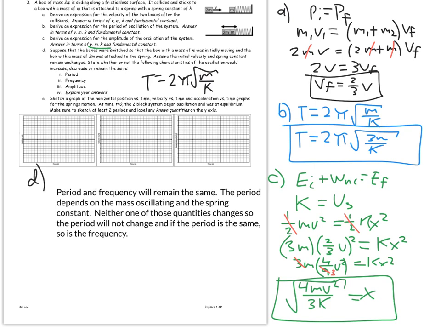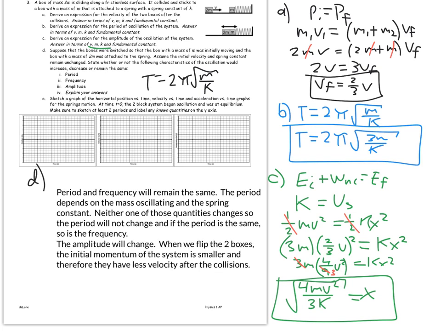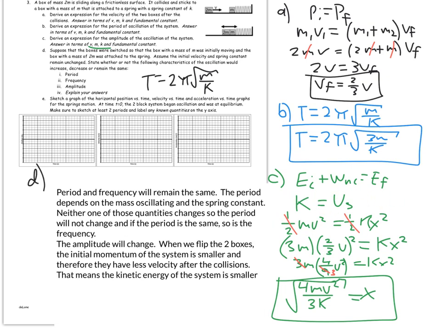Our amplitude, however, will change. If we think about what we did before, we were looking at energy. Before, we were looking at our kinetic energy becoming spring potential. When we flip those two, the velocity of them is going to actually be smaller. And that goes back to momentum. We're going to have a smaller velocity after the collision because there was less momentum in our system initially, and that means we're going to have a smaller kinetic energy when we start oscillating, and therefore a smaller spring potential energy, so our amplitude will decrease.